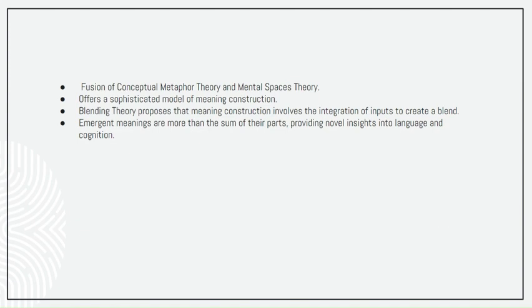Conceptual blending theory arises from the fusion of conceptual metaphor theory and mental space theory. It accounts for phenomena that these theories alone cannot explain, offering a sophisticated model of meaning construction. Blending theory emphasizes dynamic aspects of meaning creation and the integration of structure to generate emergent meanings. The blending theory proposes that meaning construction involves the integration of inputs to create a blend. The integration network consists of inputs, a generic space and a blended space, generating emergent structures. Emergent meanings are more than the sum of their parts, providing novel insights into language and cognition.